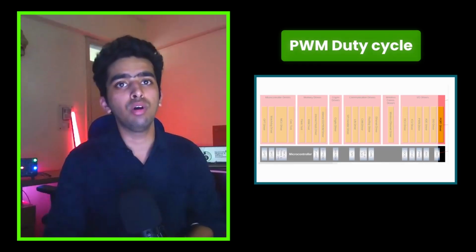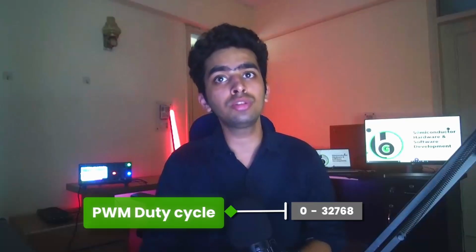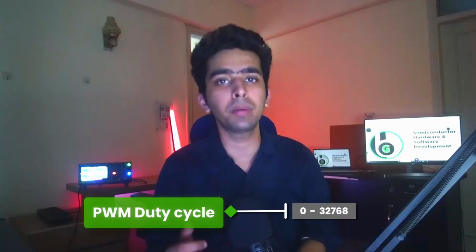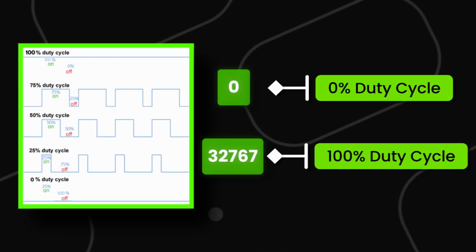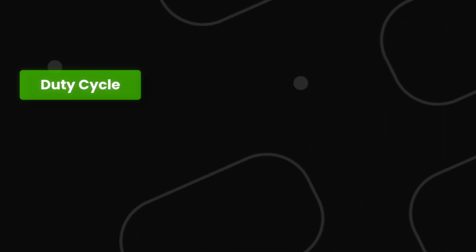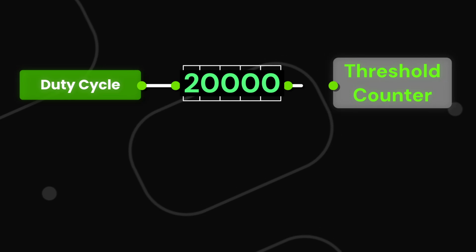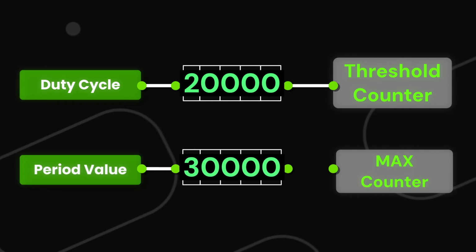And for the PWM duty cycle of the MKL driver, there is a range from 0 to 32768 that has to be put, where 0 is 0% duty cycle and 32767 is 100% duty cycle. Now let's say we have put the duty cycle value of 20,000, that is the threshold counter value, and the period value of 30,000, that is the max counter value.